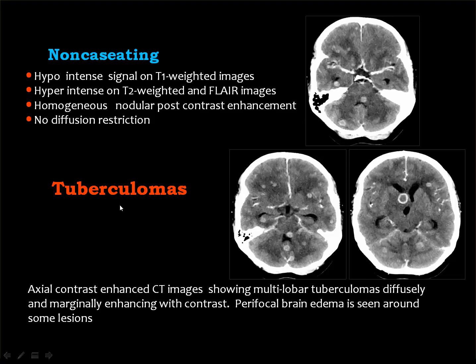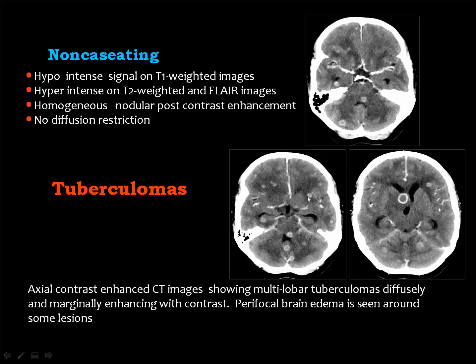The development of granuloma in the brain parenchyma has three types, and this is known as the tuberculomas. We have a non-caseating tuberculoma, which will appear of low signal in the T1 and high signal in the T2. It will show homogeneous contrast enhancement with no diffusion restriction.